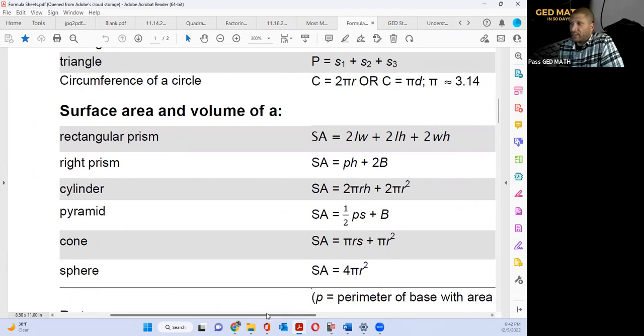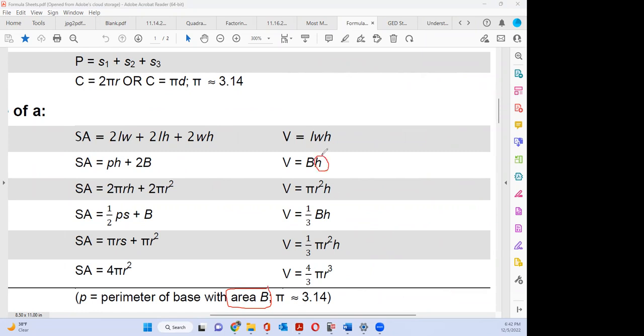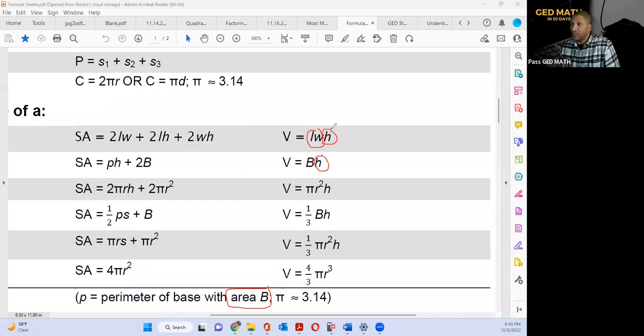So what they're saying is, any right prism you have, what does this capital B stand for? If you look on the lower right, remember I told you what B stands for? The area of the base times your what? The height. The rectangle: length times width times your height. Area of a circle is pi r squared times your height. Now, I heard somebody say 1/3. When do you know to use the 1/3?